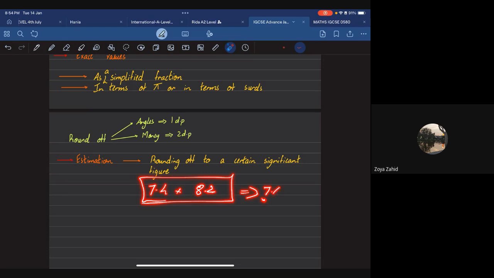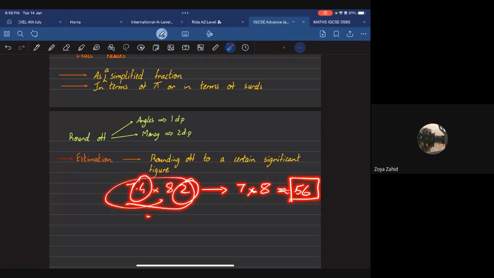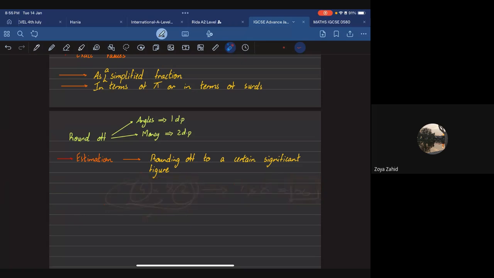He is going to give it to you in paper two, and he's going to say, find out an estimated answer for this or estimate the answer for this. So what I'm going to do, 7.4 times 8.2 can simply be estimated to 7 times 8, which is, roughly, I forgot what it was. I think 56. Yeah. And your original answer is not going to be that far behind. Clear? Whereas rounding off would have been different.